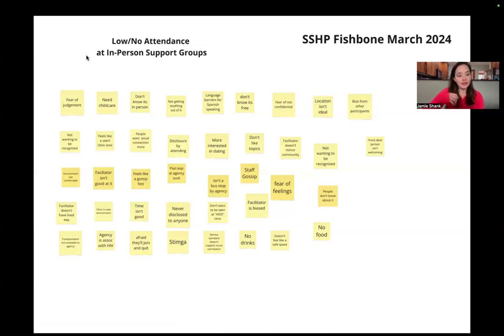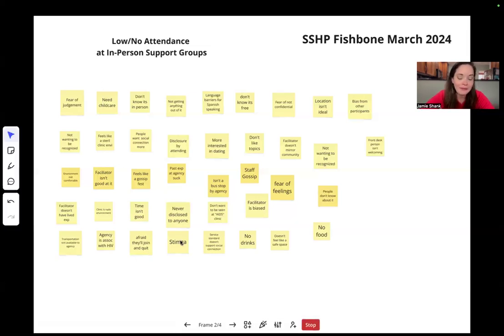So again, if you have staff maybe writing on a post-it note and putting it up on a wall, if you're taking notes during a virtual meeting, it's really important that you keep each idea discrete because each idea is in fact its own contribution to the root causes of what's going on with your central issue, like low or no attendance. You also may see folks say things like stigma, right?